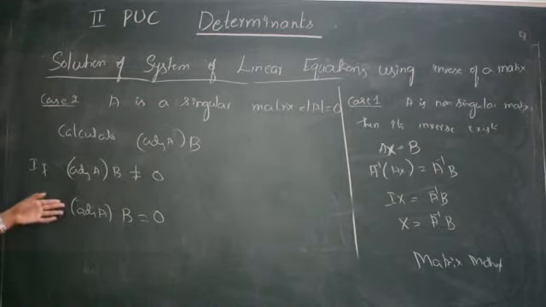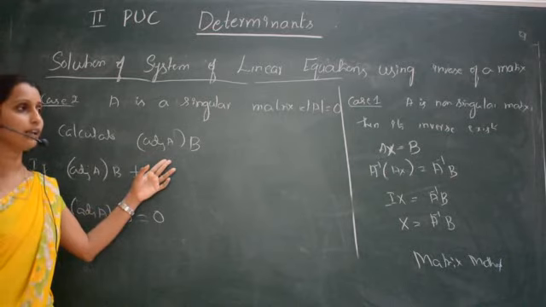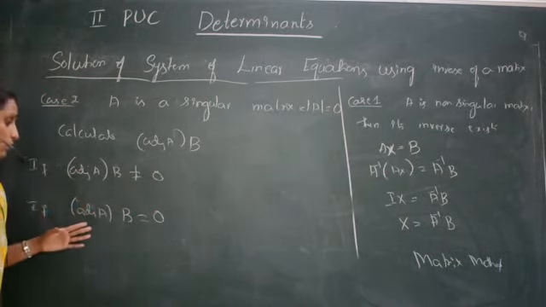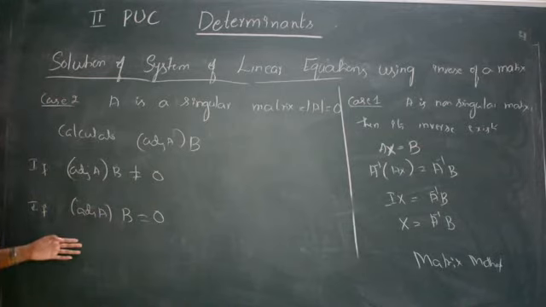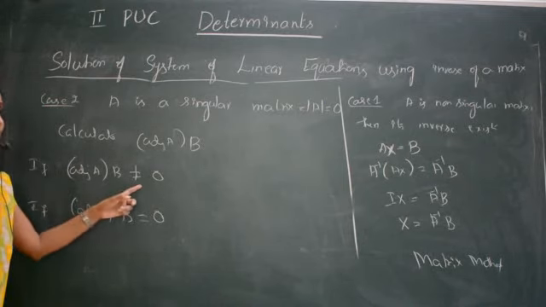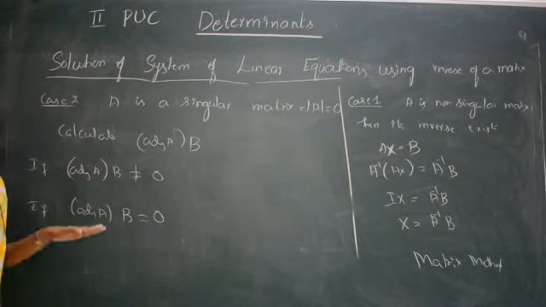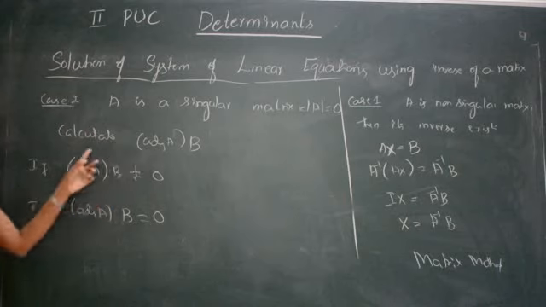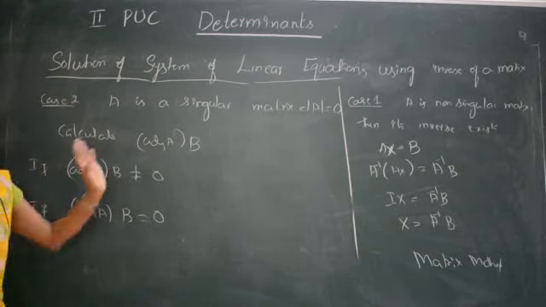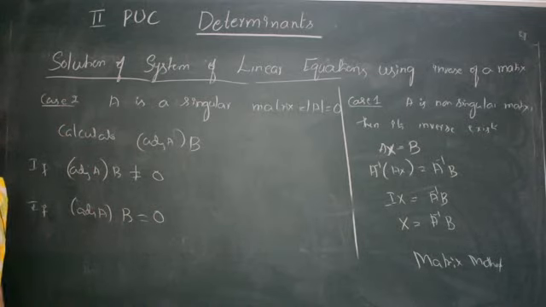So if it is singular, we have to calculate adjoint A into B. If adjoint A into B is equal to 0, we cannot conclude whether it is consistent or inconsistent. If adjoint A into B is not equal to 0, then we can conclude that the solution does not exist. The system is inconsistent. There is no solution if we get this one. So this comes under singular, and that comes under non-singular.